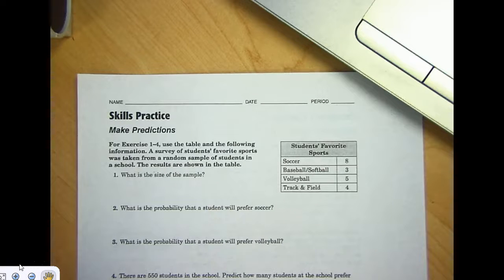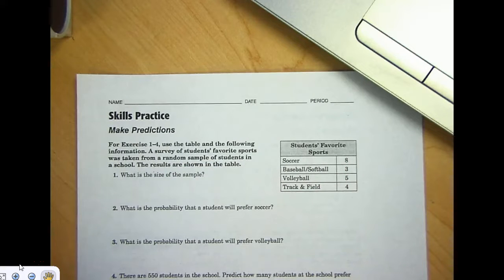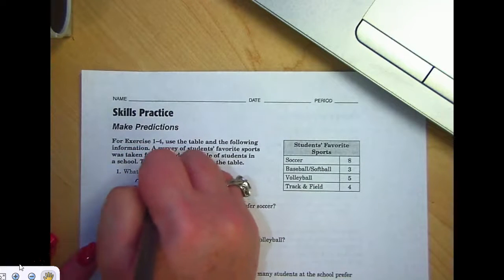What do we need to do to find the size of the sample? Add them up. 8 plus 3 plus 5 plus 4. That looks like 20 to me. Anybody know? 8 plus 3 is 11, plus 5 is 16, plus 4 is 20. So the sample size is 20 students.